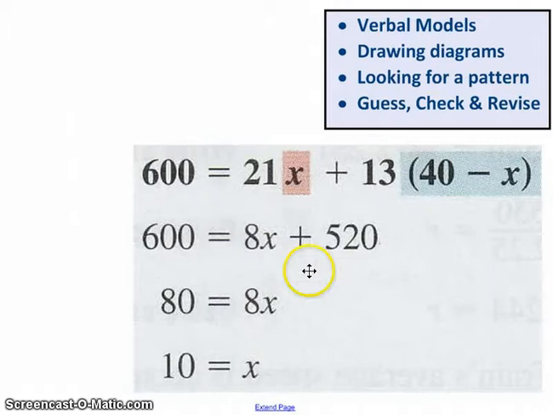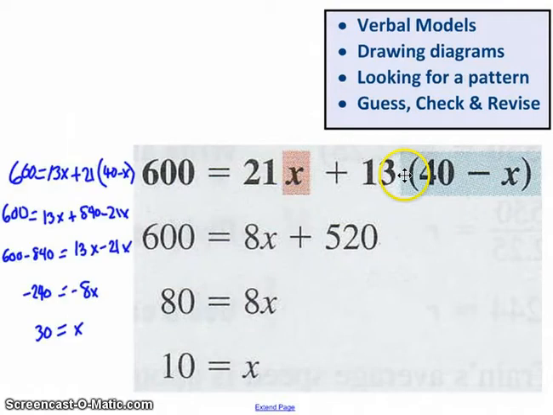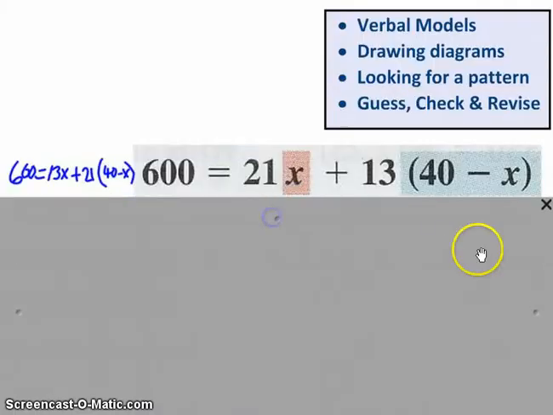Well, I want to point something out. Let's say you decided, because you could have, why did X go here? Why didn't X go with the 13? Well, let's say it had. In this case, you would have had 600. Let's cover this up and try to do it step by step. Maybe it'll make a bit more sense if I do it this way.